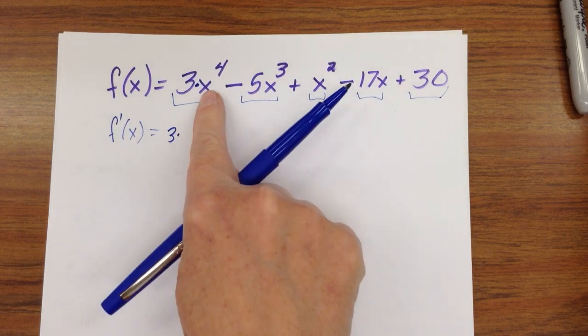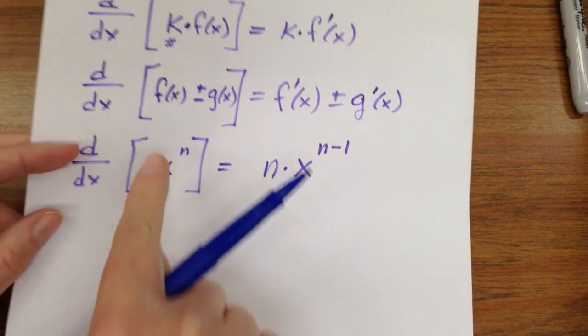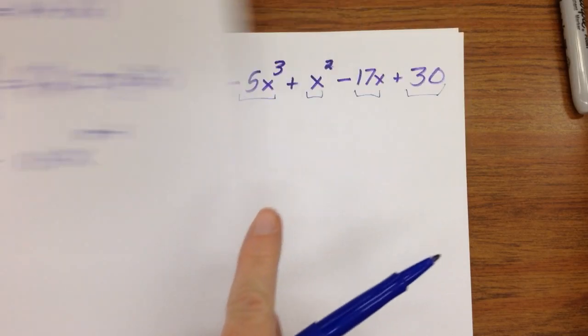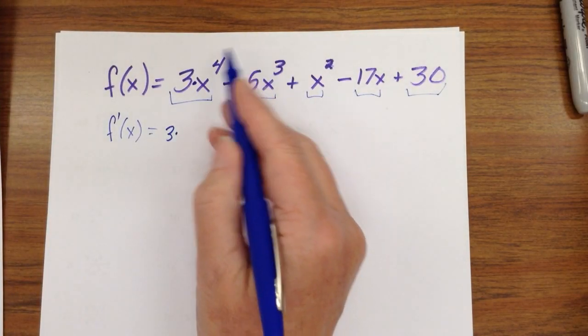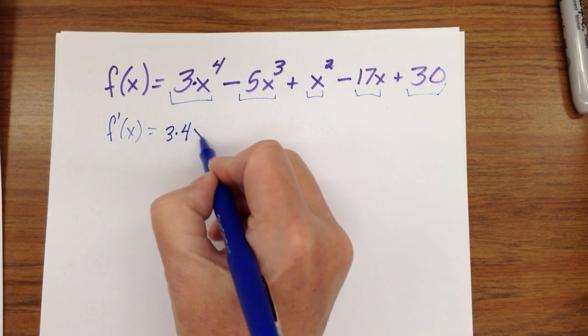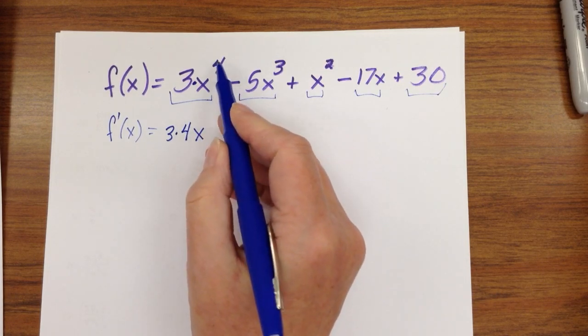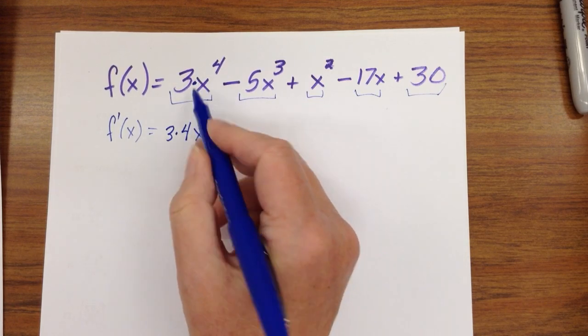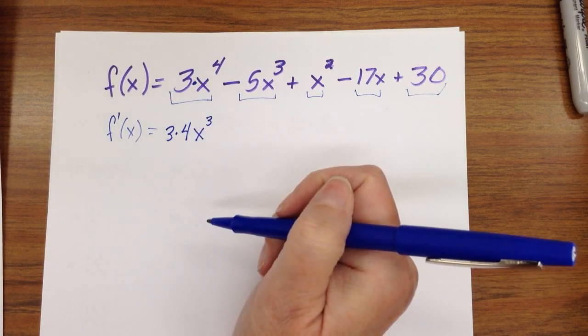All right, what about that back part? It's x to a power. We're going to use the power rule. So the exponent, 4, comes down, and then the exponent drops by 1. 4 minus 1 is 3. This is the derivative of the first term.